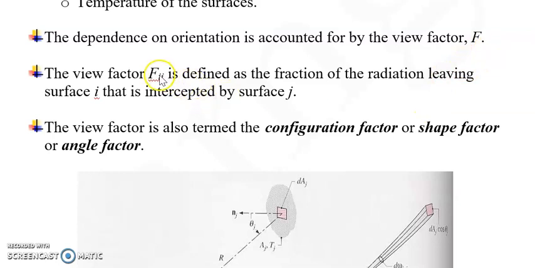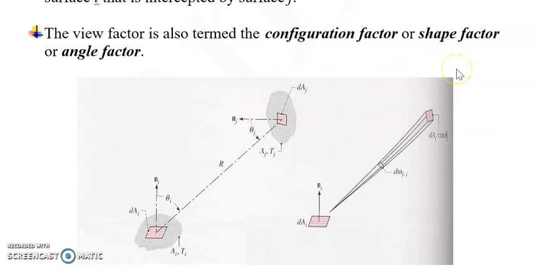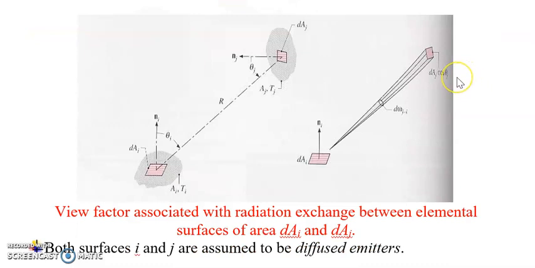Now, the view factor F subscript ij is defined as the fraction of the radiation leaving surface i that is intercepted by surface j. j is the interceptor. The view factor is also termed the configuration factor or shape factor or angle factor. So here we look at how view factor is schematically described. So we have here surface i. Some of the radiation leaving surface i is intercepted by surface j. The others are intercepted by other surfaces.